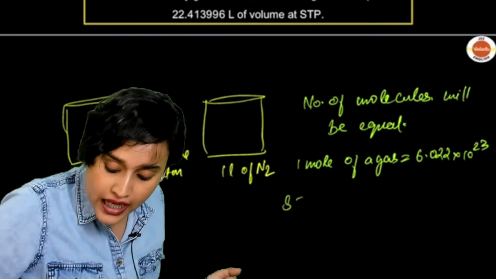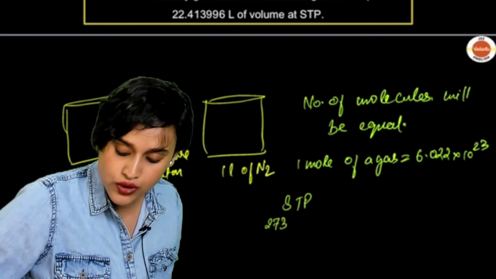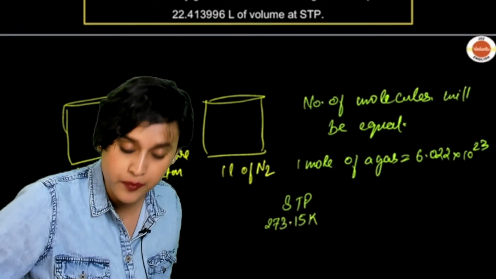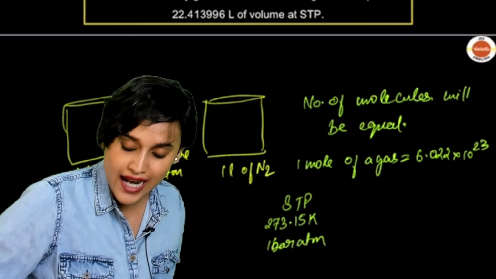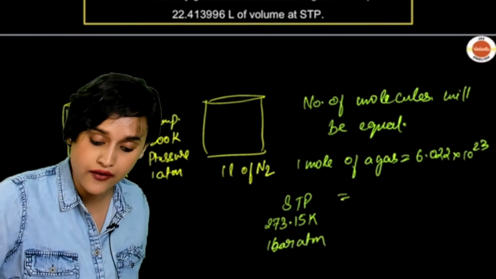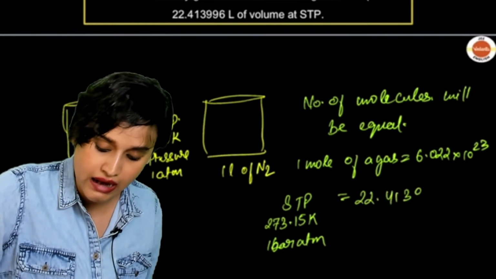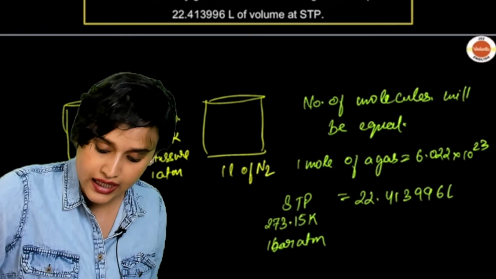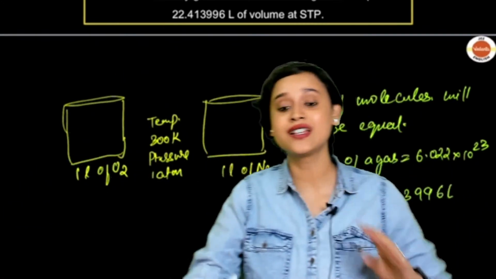At STP, standard temperature and pressure, where temperature is 273.15 Kelvin and pressure is 1 bar, at this point, what will you have? You will have 22.41399 liter of volume. This will be the case.